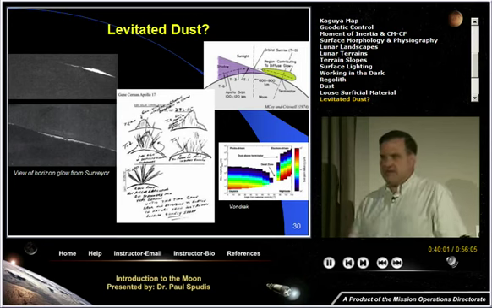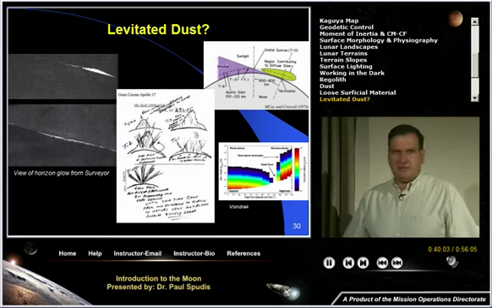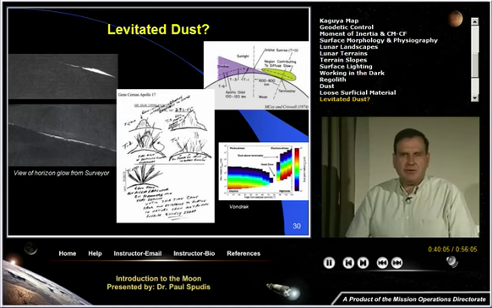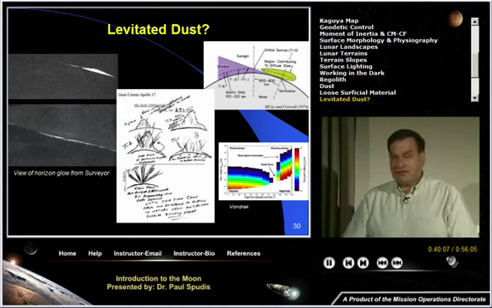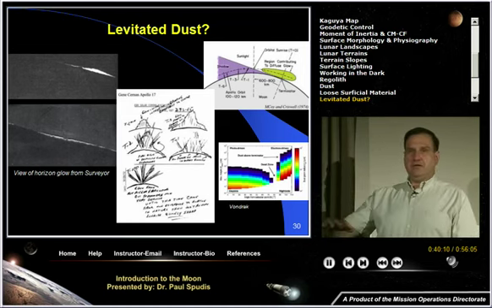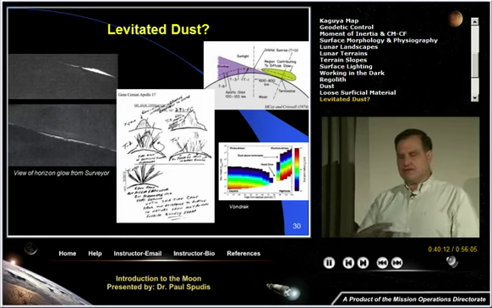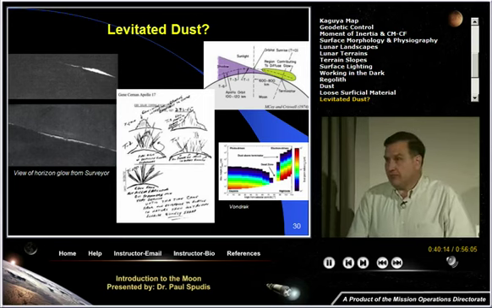Now, a question about levitated dust. This has come up because there are some observations from Apollo and Surveyor suggesting that dust on the moon might actually float on an electrostatic charge. We're actually talking about two different phenomena here.